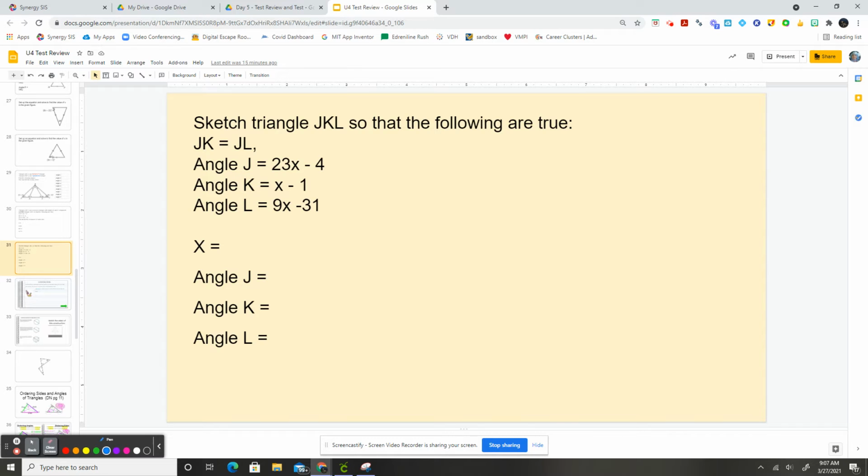If you don't have a picture, draw a picture, right? Sketch triangle JKL so that JK and JL are equal. If JK and JL are congruent, then J is that angle that's different. K and L are going to be congruent. So the first way we can do it, if we draw the triangle, K and L have to be congruent. So x minus 1 equals 9x minus 31, and solve.